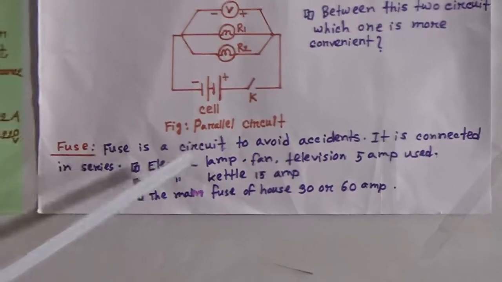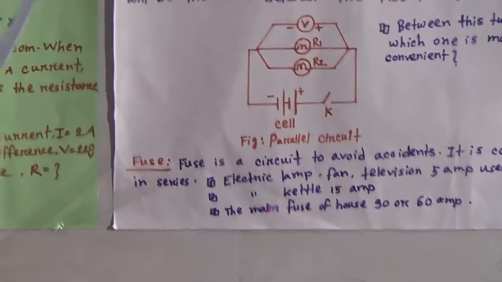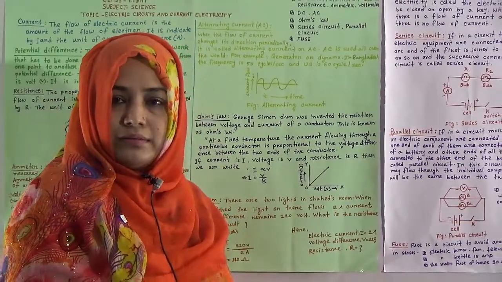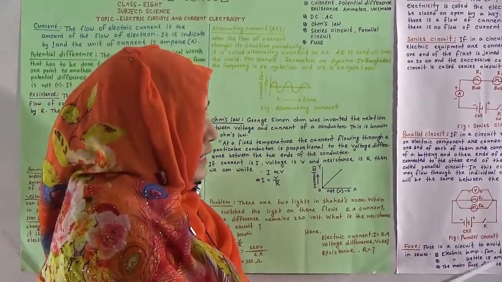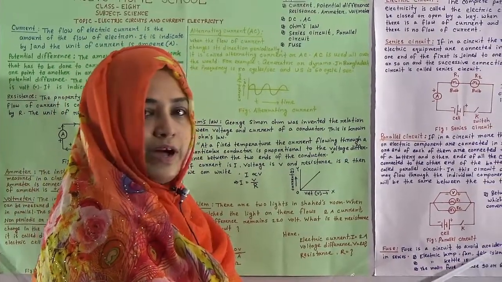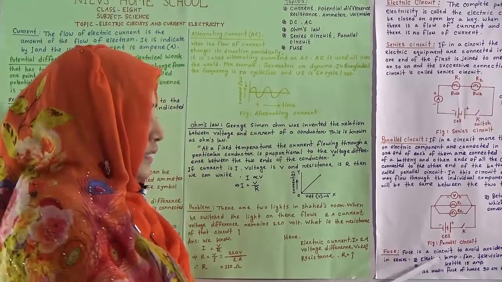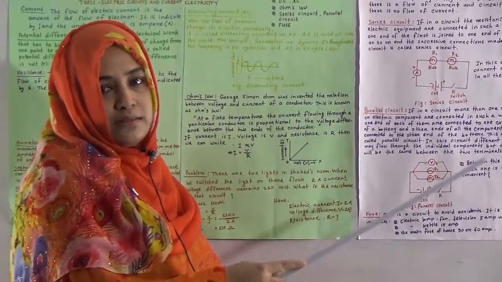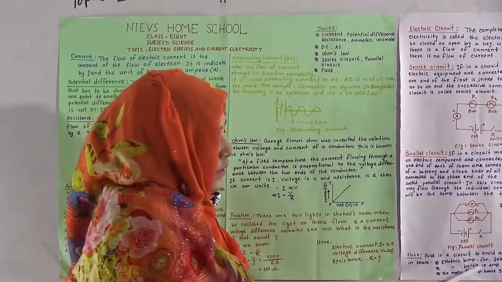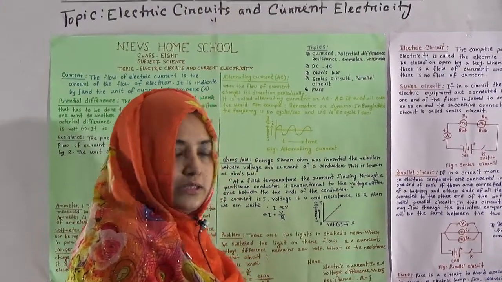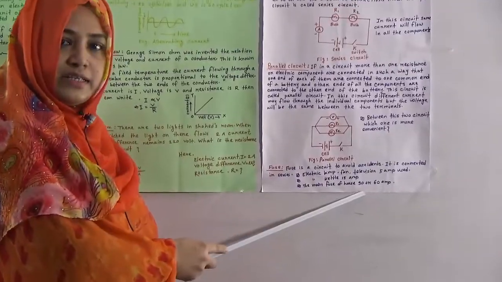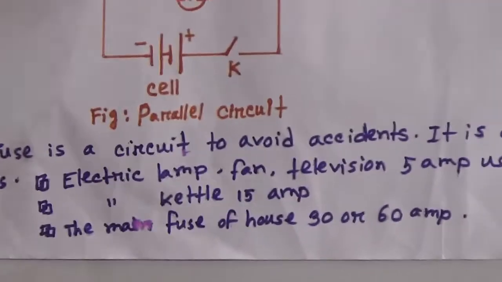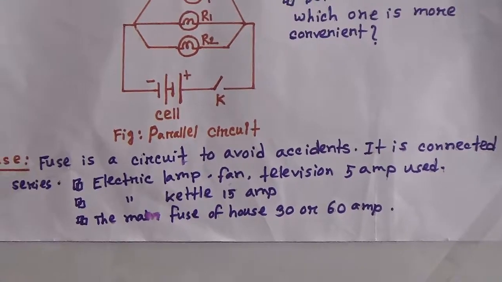Now a question: if we use a 10 ampere fuse for a television, what will happen? The television uses a 5 ampere fuse. That means only 5 ampere current can pass through this fuse, otherwise it will melt and break the circuit. So for a television we have to use only a 5 ampere fuse.